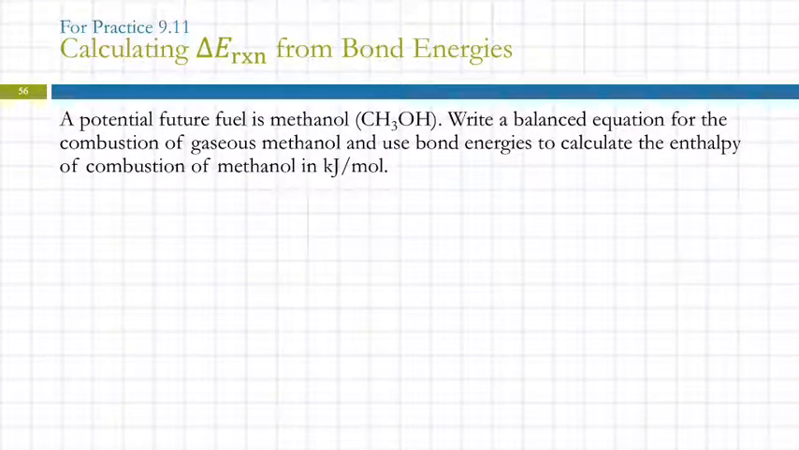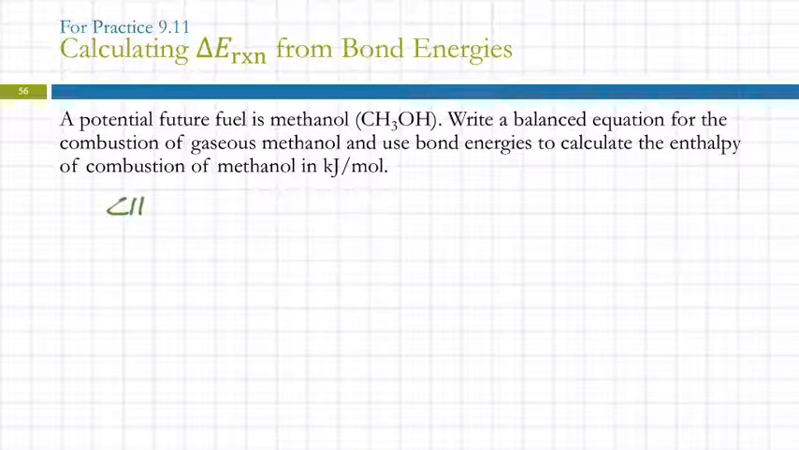So let's do an example. A potential future fuel is methanol. Write a balanced equation for the combustion of gaseous methanol and use bond energies to calculate the enthalpy of combustion in kilojoules per mole. Okay, so equation for combustion. So we were given the formula there.